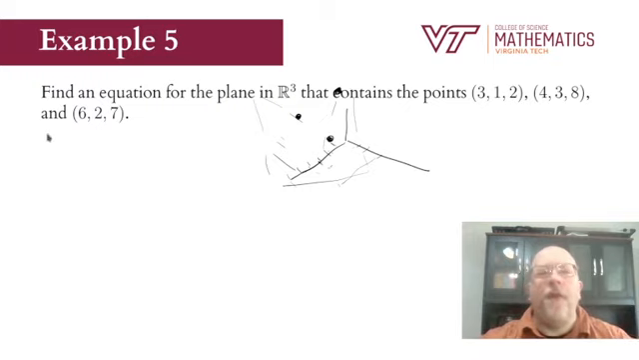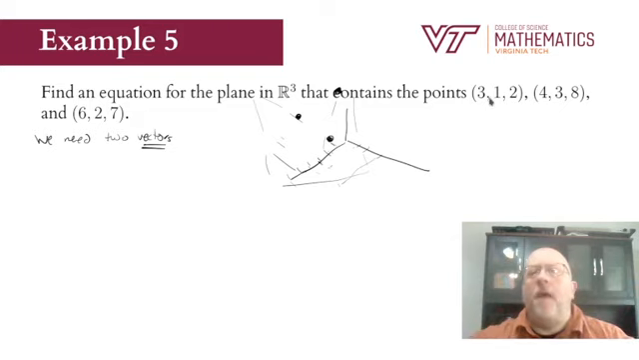What we need are 2 vectors. And in the last example, this was easy because we could make the vector start at the origin. We don't have the origin this time. So we have to pick one of these to be the starting point. So if we let this one be the starting point, and it doesn't matter which one you let be the starting point, so we'll start at 3, 1, 2. Then my vectors are these 2 vectors here.